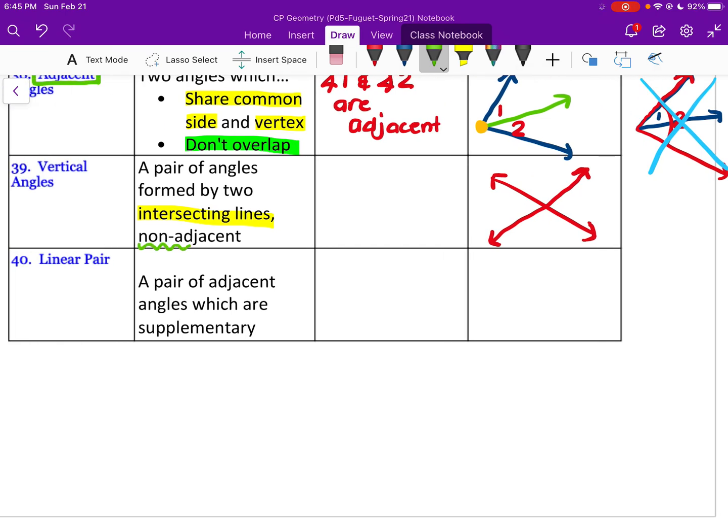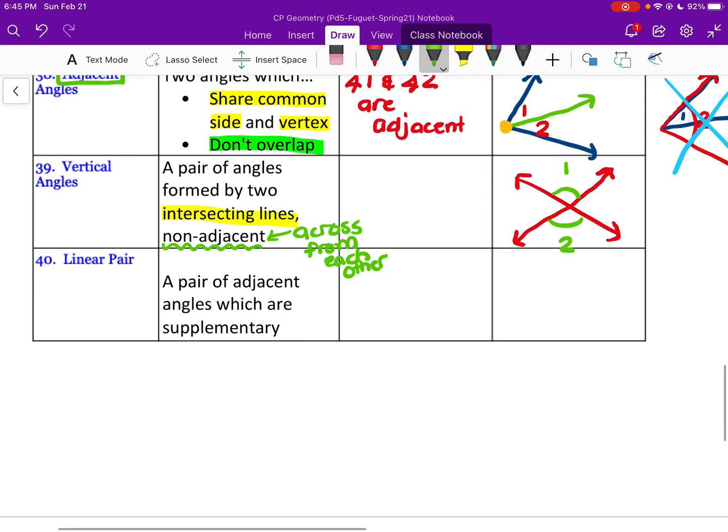So non-adjacent, I'm going to even write in here, across from each other. Those are examples of vertical angles. So maybe we have angle 1 and angle 2. We know that these are always going to be congruent to each other. And we might be getting ahead of ourselves a little bit, but we can draw that in.